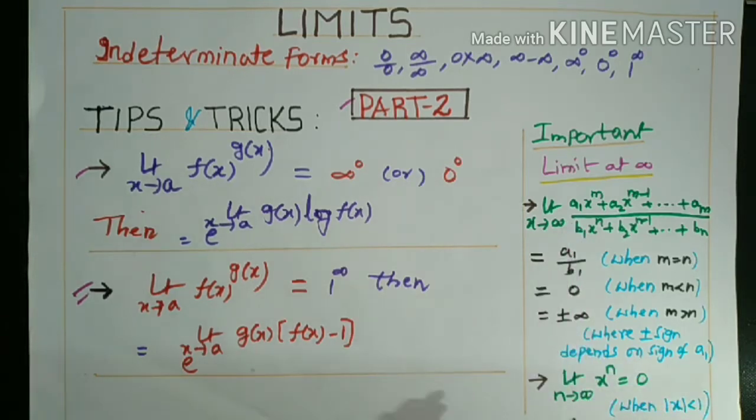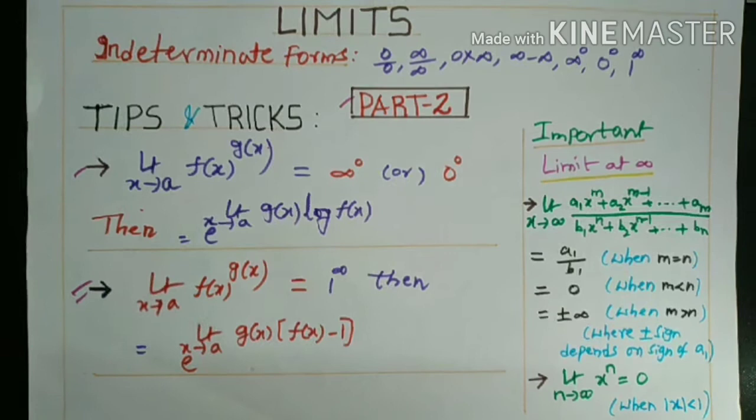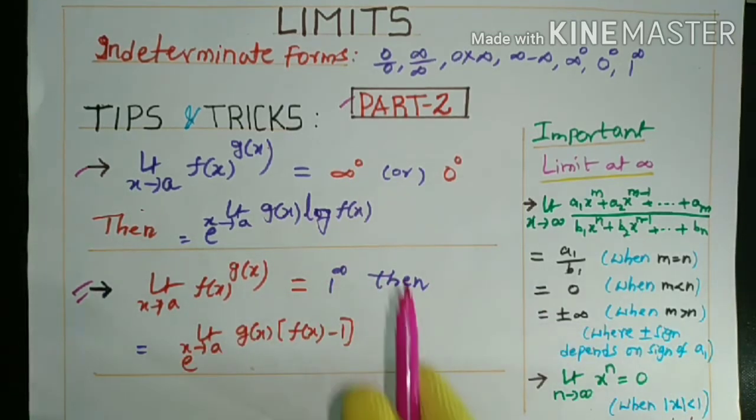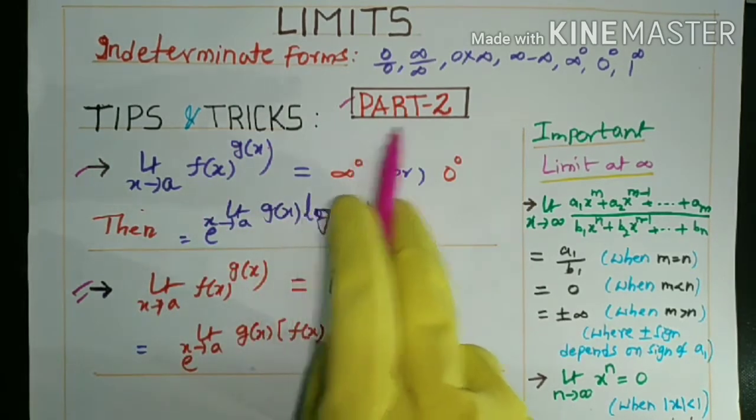Now we can look at another one. What is the other one here? Limit of x power n as n tends to infinity is equal to 0 when the condition is mod x must be less than 1. Only in this case it becomes 0. These are the very simple tips and tricks we can use in limits indeterminate forms part 2.